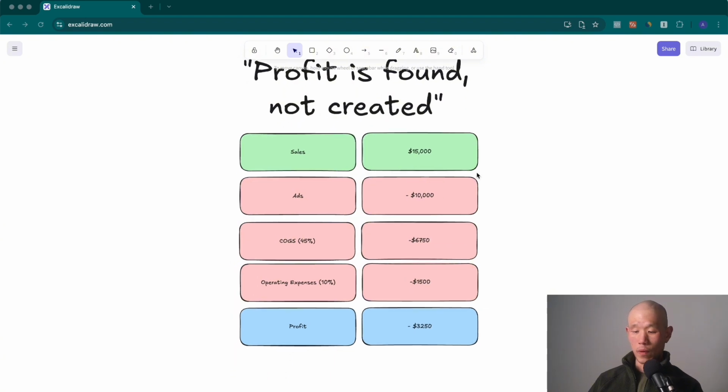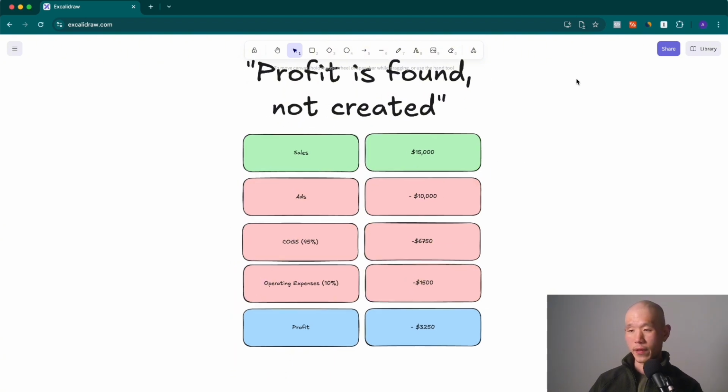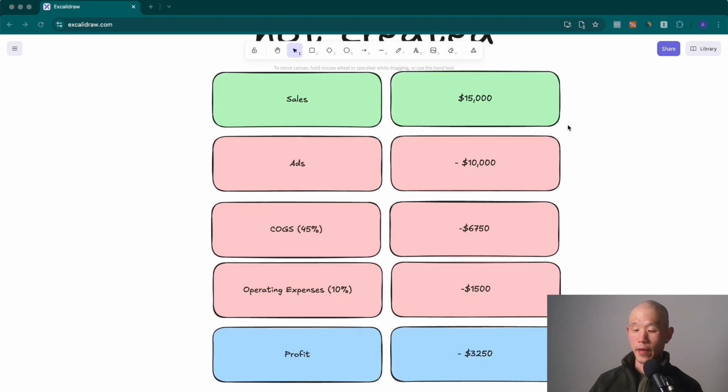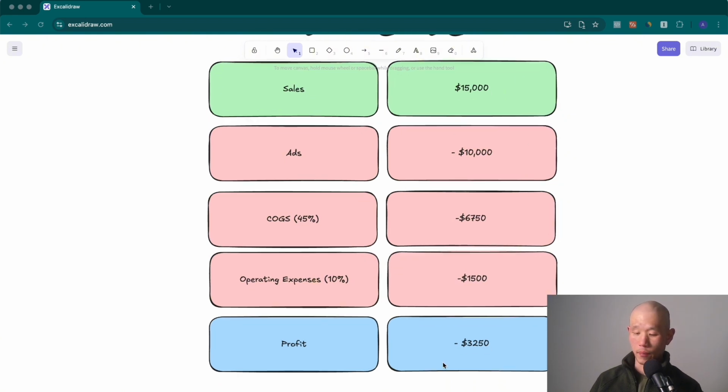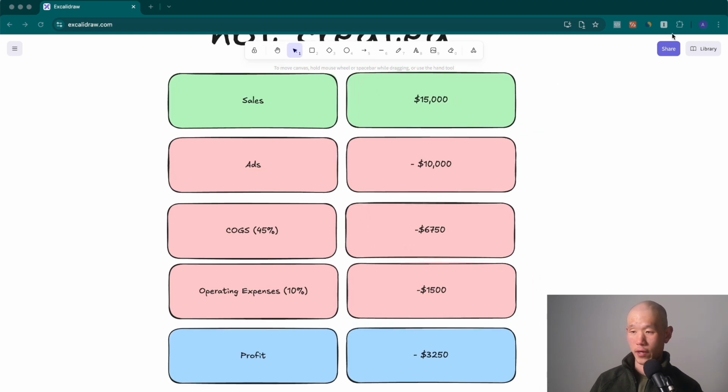So example number 1 over here, let's say a brand spends $10,000 on ads and they make back 15K in sales. So it's a 1.5 ROAS. And in this particular case, the cost of goods is 45%, as they have a gross margin of 55%, and OPEX is assumed to be averaged out at 10% of revenue. This ends up creating a profit of minus $3,250. So we're actually not making a profit here when we're considering all the numbers.